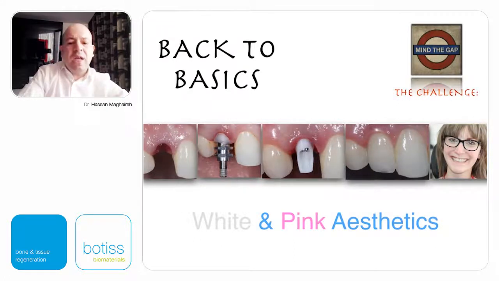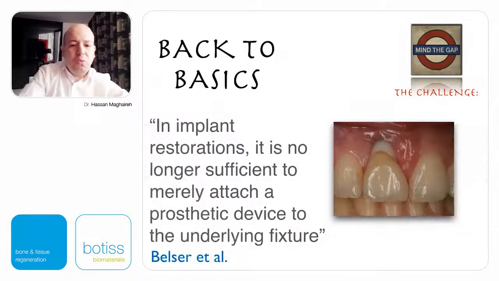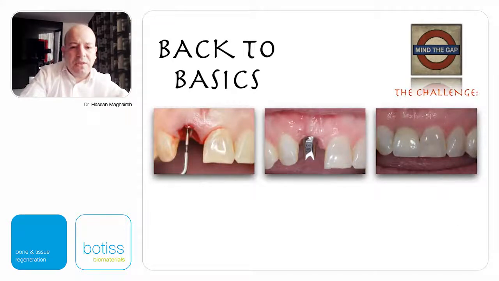Because our patients nowadays, they don't care which dental implant system you use, as long as you use it right, use good products, and then achieve a tooth which looks as natural as possible. As Belser said in one of his articles and reports, the moment you get failure in your pink soft tissue results, whatever you do, even if you use the most expensive abutment, the most expensive crowns, you're not going to have good results. So it's not sufficient to just put a prosthetic device on the underlying fixture. You need to focus on getting good, satisfactory pink results, and then the white challenge will be easier to achieve.